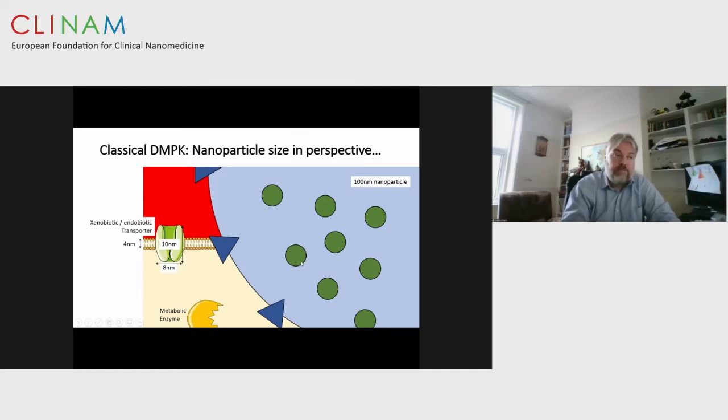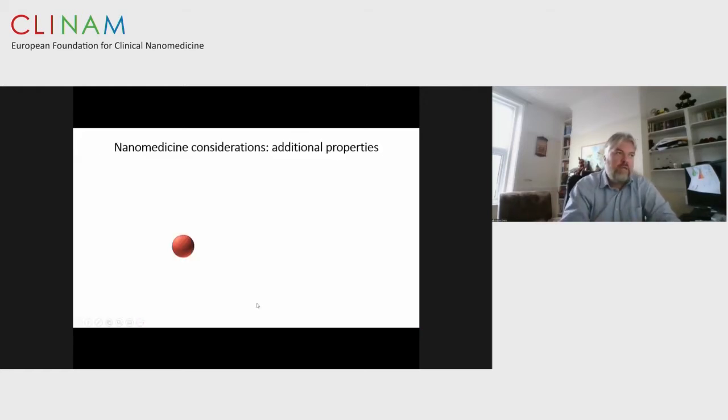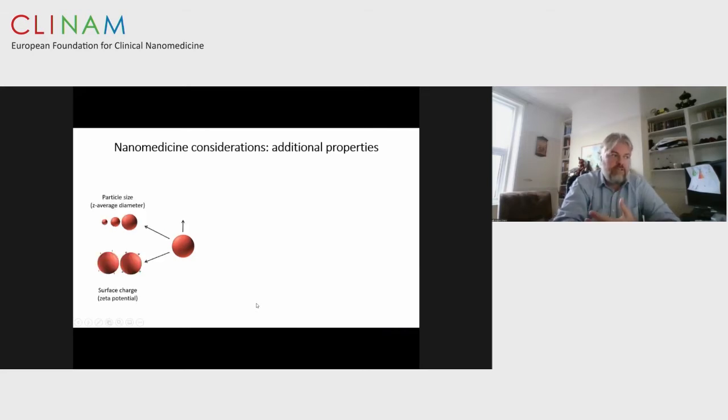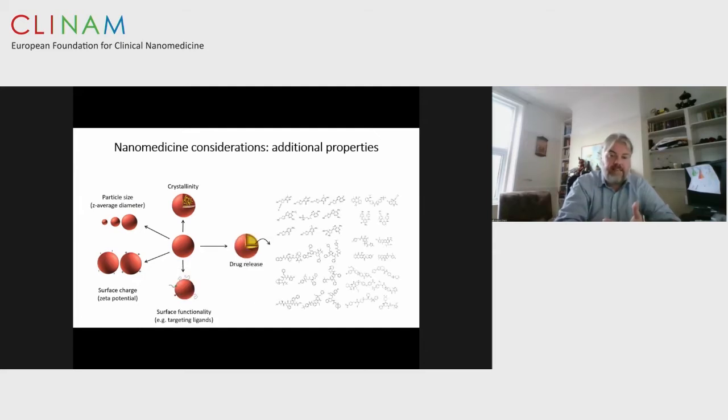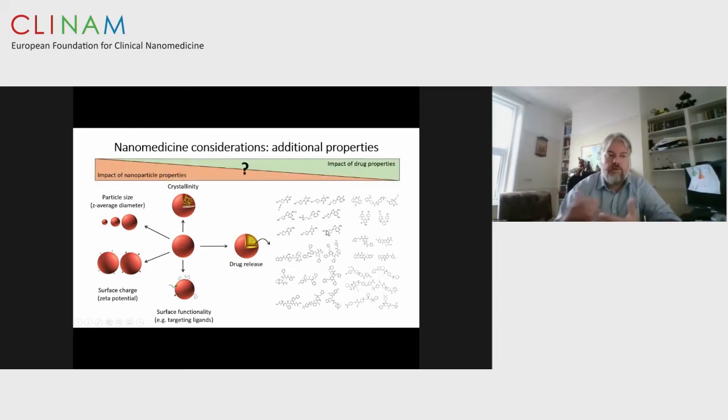But nanoparticles sometimes release drugs. So some of the excipients, the carrier materials, may actually be subject to metabolism by these classical DMPK pathways. There are also additional properties of nanoparticles. We think about size, surface charge, crystallinity, surface functionality, drug release kinetics. And again, we're releasing drugs in many cases. I think it's fair to say that at the moment, we're trying to understand this balance between the classical DMPK of the drug, which is loaded within the nanoparticle, versus the influence of the particle properties themselves.